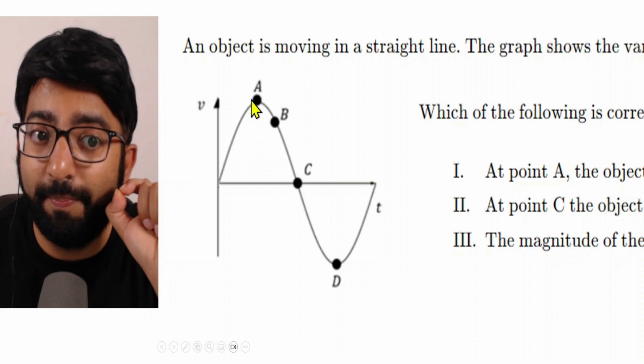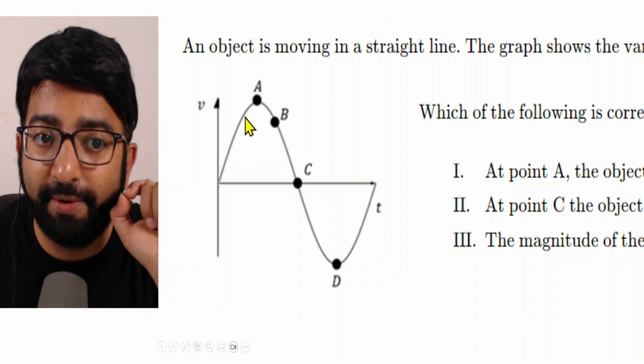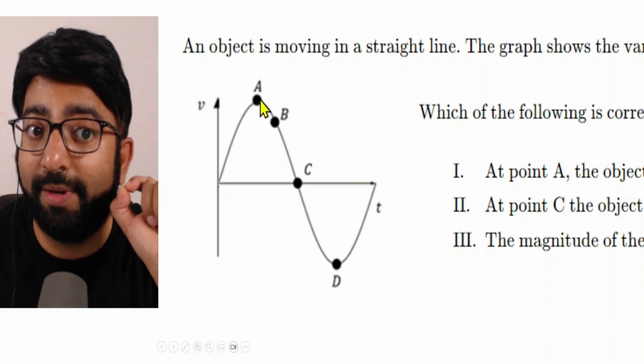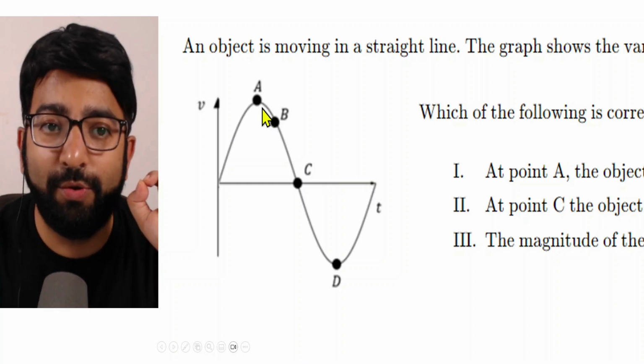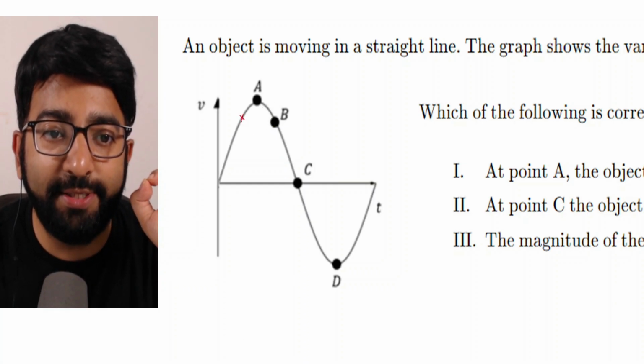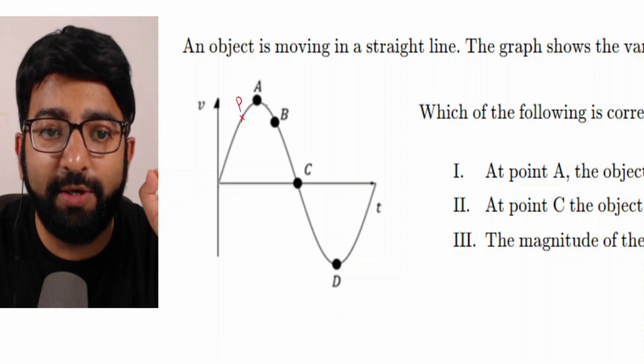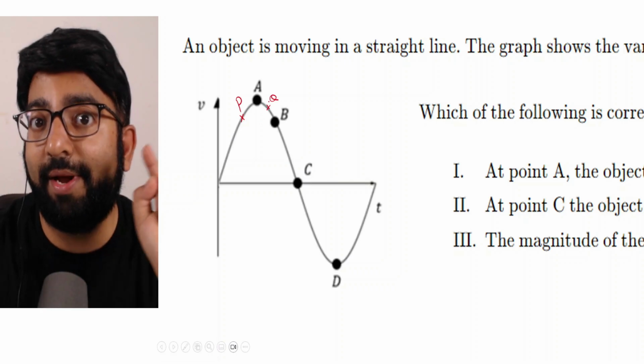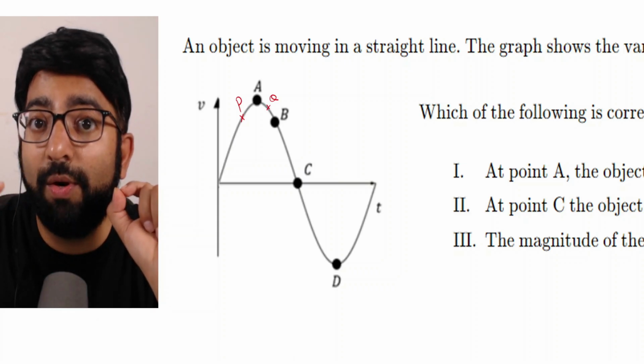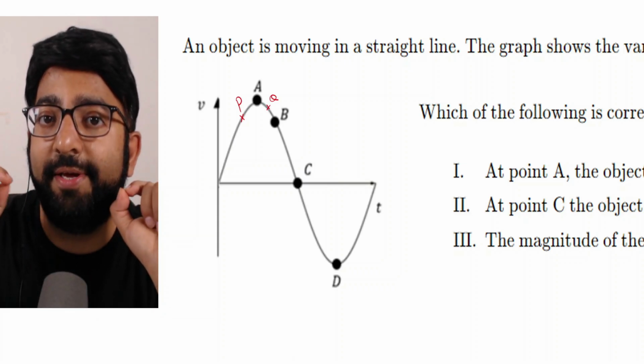You go a little bit to the left-hand side of A, to this particular point, and a little bit to the right-hand side of A, which is this point. Let me label these points. Let's say P is the point just to the left of A, and Q is the point just to the right of A. Remember, the direction will only change if the sign of velocity is changing.